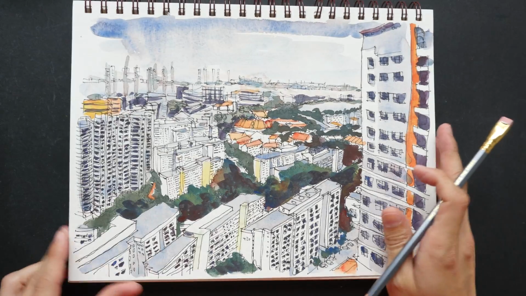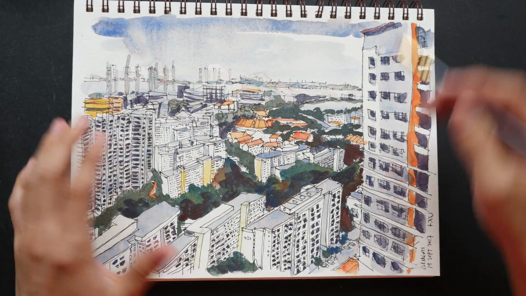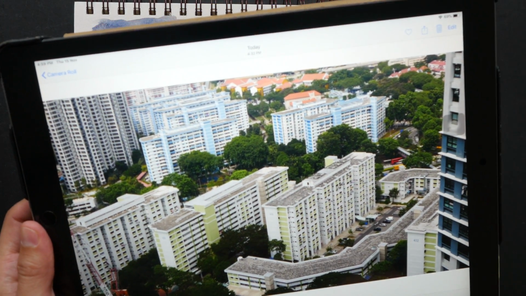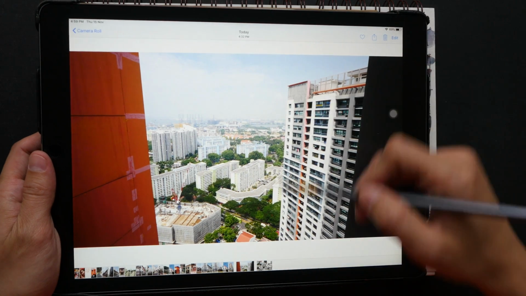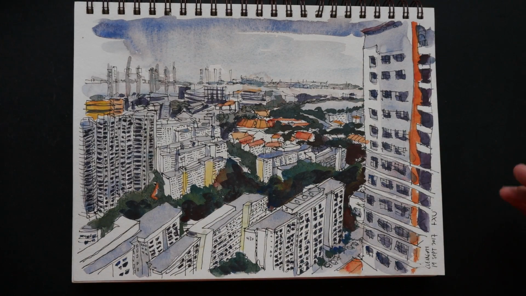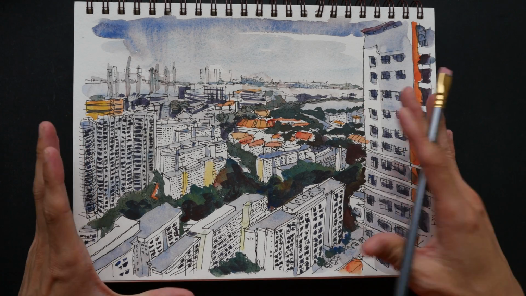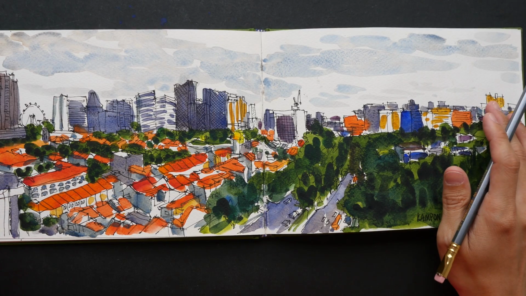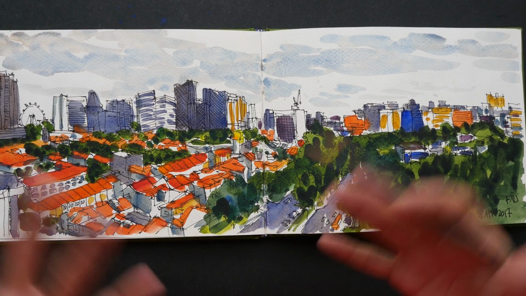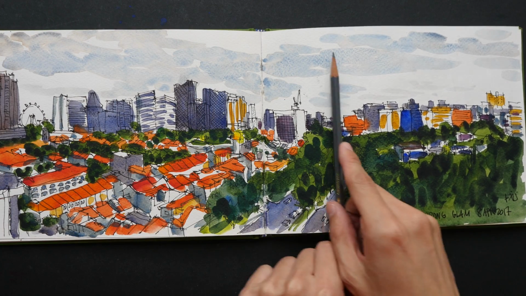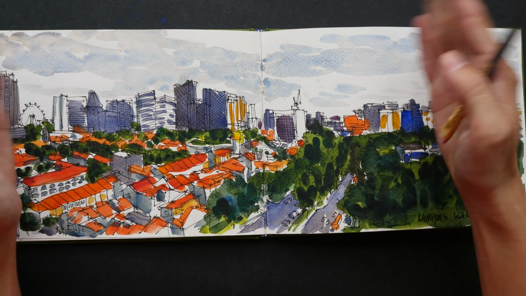So for this sketch, it's actually this reference photo that I've shown you earlier. We have the diagonal lines going down, but in real life, as I was drawing this on location, I saw the lines vertically. Here's another sketch. This is actually just two-point perspective. The vertical lines are all vertical, there's no tilting.